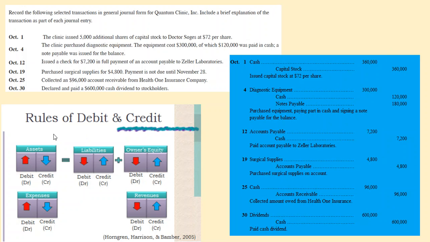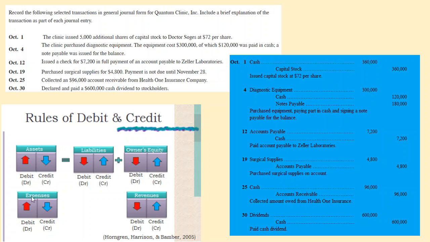Okay. Last entry. We declared and paid a $600,000 cash dividend to stockholders. This could also be called a withdrawal. If this was a small business with one owner, we would call it a withdrawal. Dividends and withdrawals are essentially the exact same thing. Withdrawal is a term that we use when it's a small company. Dividends are the term that we'll use if it is a corporation. So just keep in mind they behave the same way.